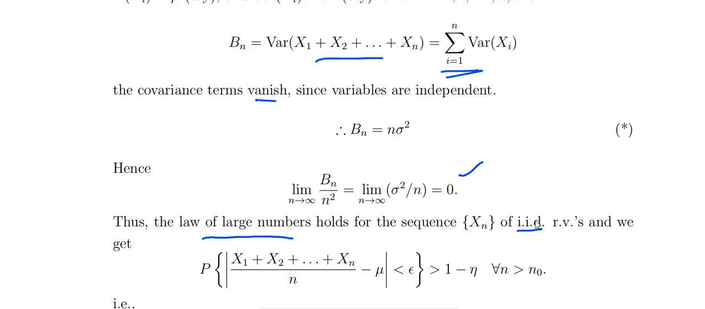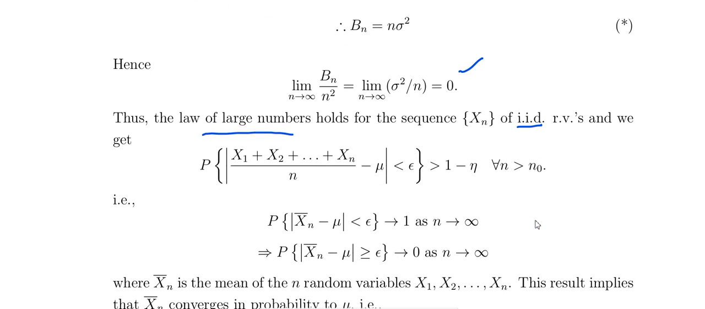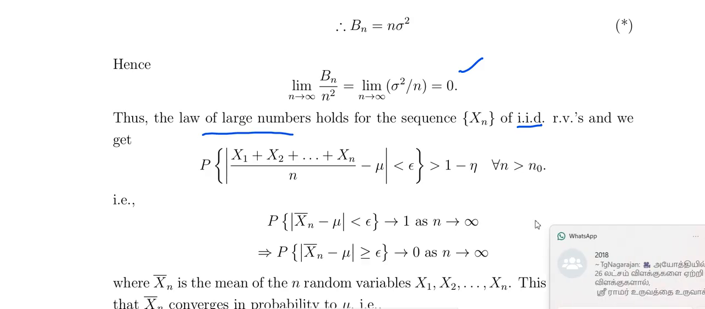Okay, we get the probability of x1 plus x2 plus up to xn, divided by n, minus mu, less than epsilon, greater than 1 minus eta. This is the weak law of large numbers, right? So instead of this, what can we put? We can put xn bar, and mu, that is the mean. The probability that xn bar minus mu is less than epsilon converges to 1 as n tends to infinity. And if xn bar minus mu is greater than or equal to epsilon, that probability converges to 0 as n tends to infinity. Here xn bar is the mean of the n random variables.